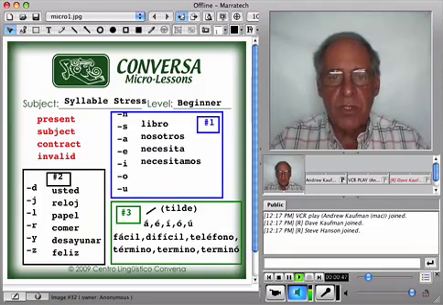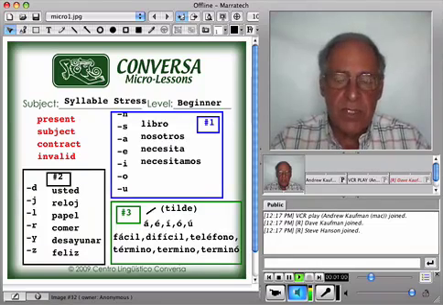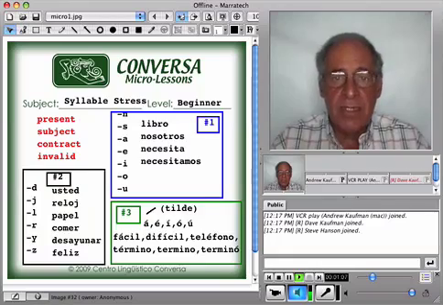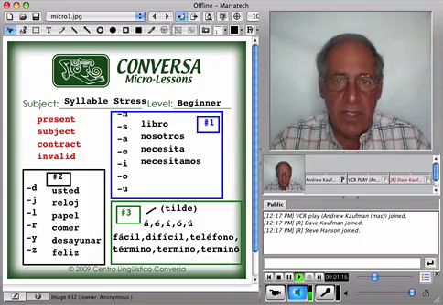And there are three rules which will help you to know exactly which syllable to stress every time. Take a look at rule number one in the blue box. The rule says if your form ends in N, S, or a vowel, stress the next to the last syllable. You're going to find that the way Spanish is put together, most words will in fact end in N, S, or a vowel and therefore stress the next to the last syllable. So when in doubt, stress the next to the last syllable and the percentages are riding with you.